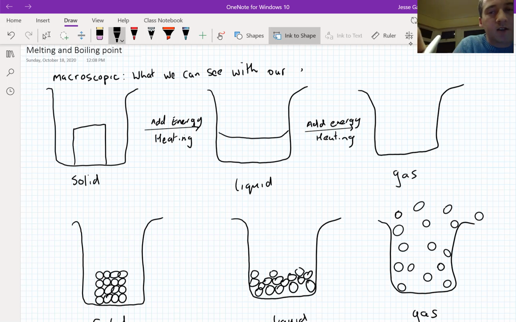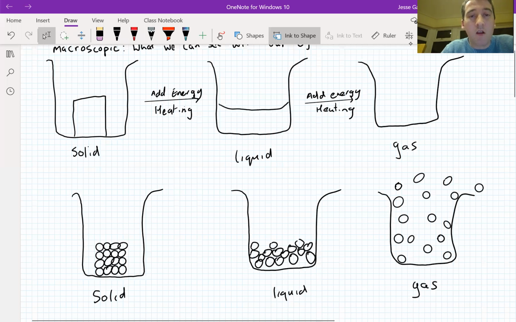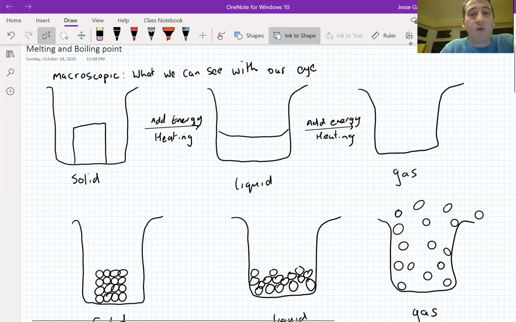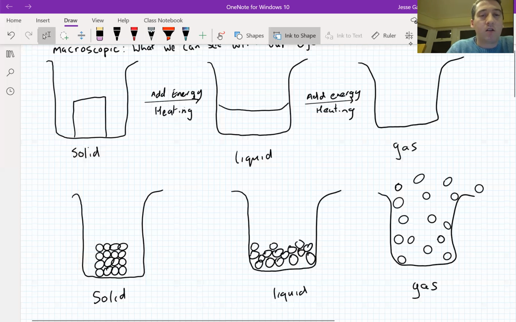So we see solids generally as lumps of things, okay, and they keep a regular shape. So if you put a block of iron in a container, it's going to stay a block, okay. If we put a liquid in, it typically tends to behave like a liquid. It takes the shape of the container. And then if we take a gas, generally, you might not even know the gas is there unless it's got a color. Of course, it is there, but you might not necessarily be able to see it. But those are things that we can see with our eyes, the macroscopic level, okay?